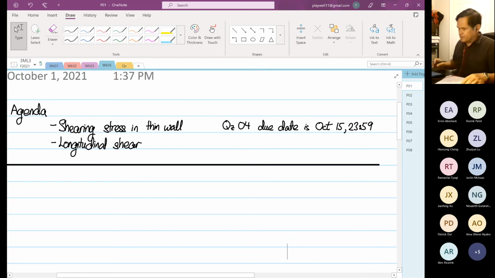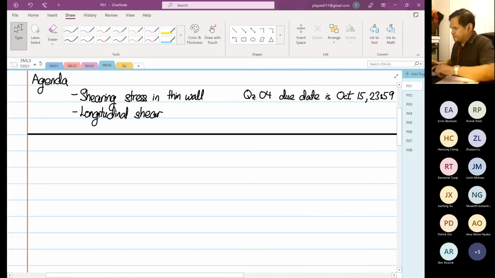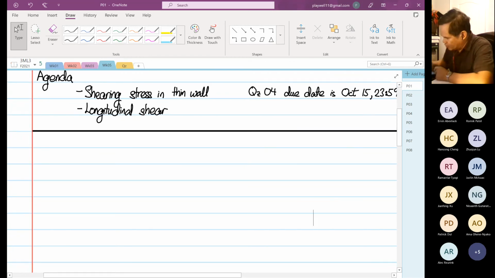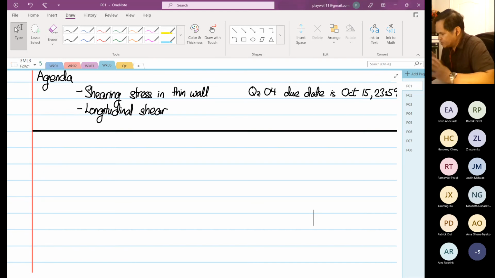By the way, in the term test, the topic on shearing stress, a lot of you did really well, which I'm so happy. Today we are going to look into two topics still under shearing stress: one is shearing stress in thin wall, and the other is longitudinal stress.